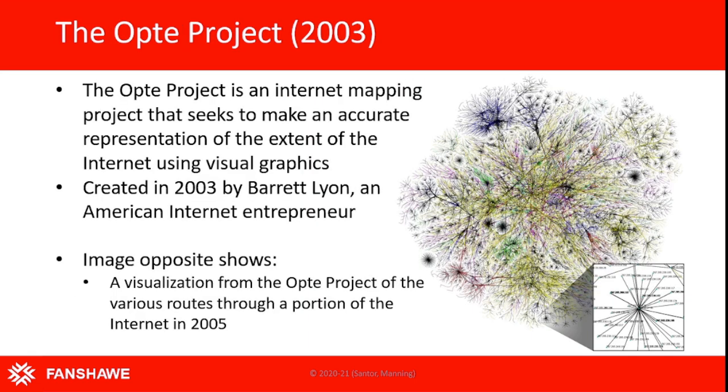Actually, there was a project in 2003 that tried to map out the network of computers around the world. It was the Opte project, initiated by Barrett, an American entrepreneur. If you look at the diagram on the right side of the screen, you see a lot of computers already connected, and there's one item at the lower bottom that expands one of the nodes, where you see a lot of connections of computers also.